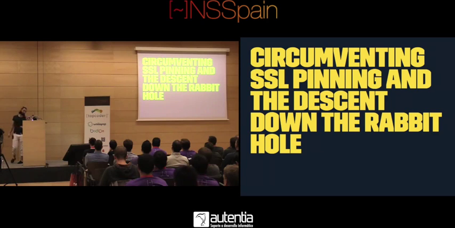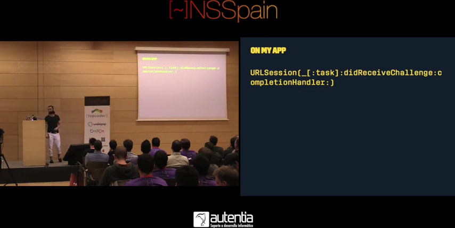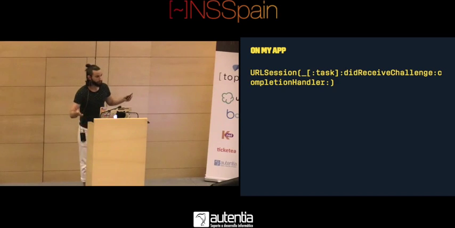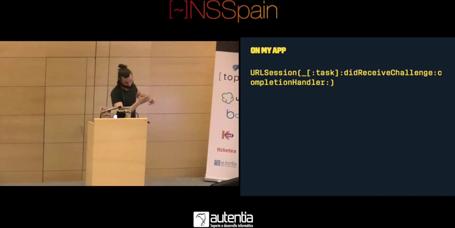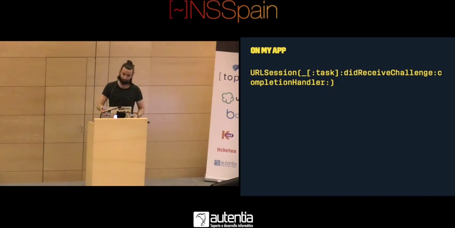So now we need to get into this. We need to circumnavigate the SSL pinning. So I vaguely know how to do this in my app, right? I've seen the docs. I have this API, and this is where I receive this challenge from the challenge parameter, and I check whether or not it has the same, or is signed with the same signature as the certificate I have in my bundle.